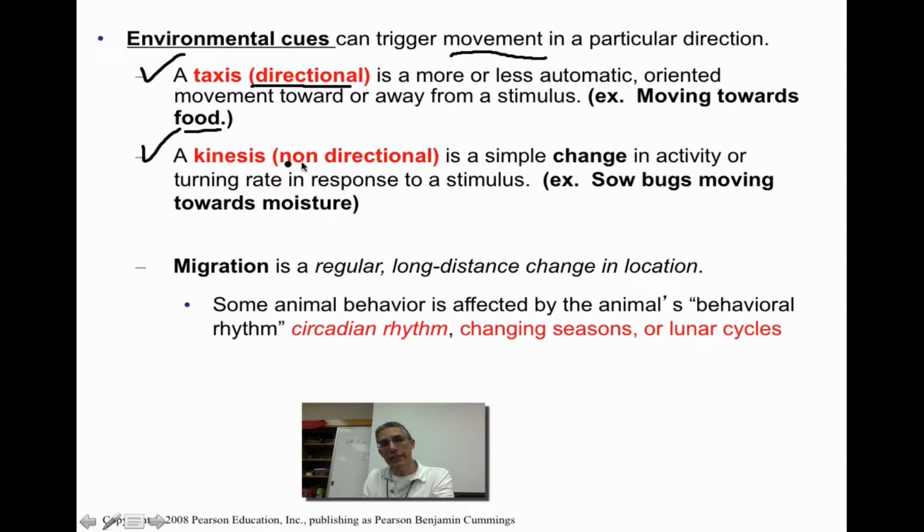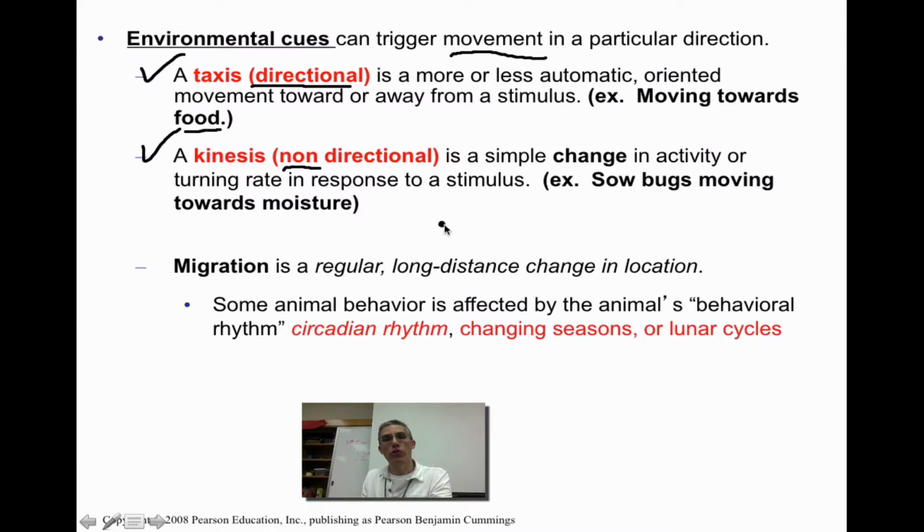Now, kinesis is a little bit harder to understand because it's considered non-directional. This particular type of movement simply illustrates a change in the activity or the turning rate in that animal, again in response to a stimulus. Now a good example of kinesis would be the ability of sow bugs to move towards moisture. Now the reason they actually move towards the moisture is not really because the moisture is out in the environment. They're not moving towards the moisture.